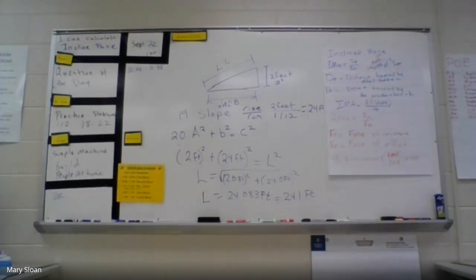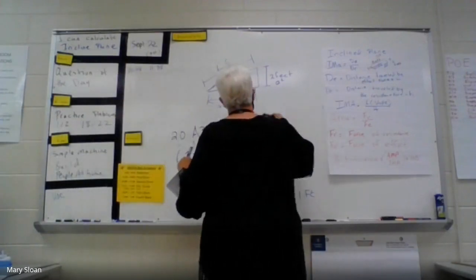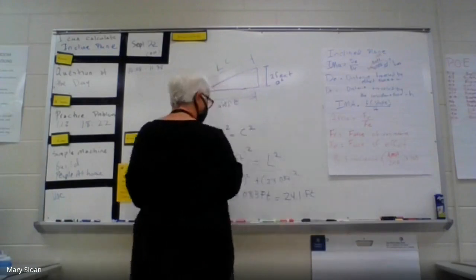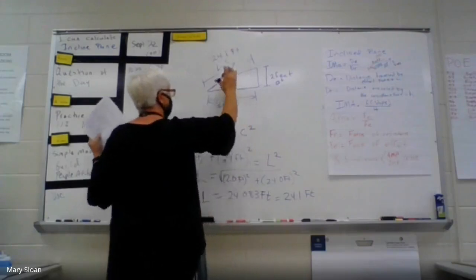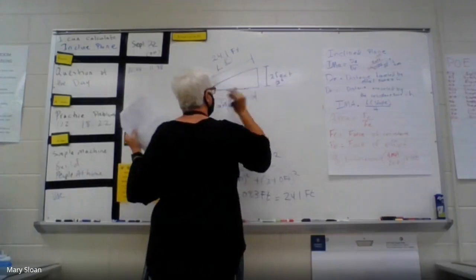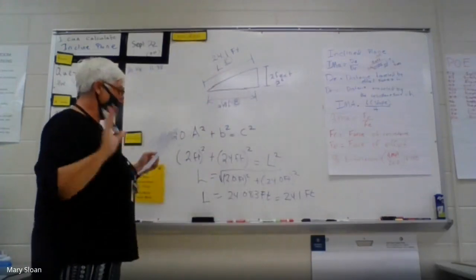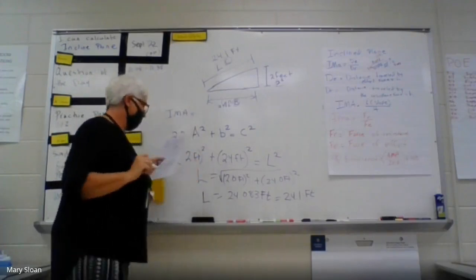Are we done? Probably not. You gotta find the IMA. Do you have everything written down you need to so I can erase number 19? Okay? So now my length is 24.1 feet, correct? So I have my C, I have my B, I have my A, right? I got everything labeled. Now I'm looking for IMA.